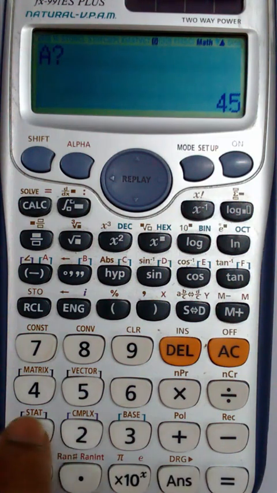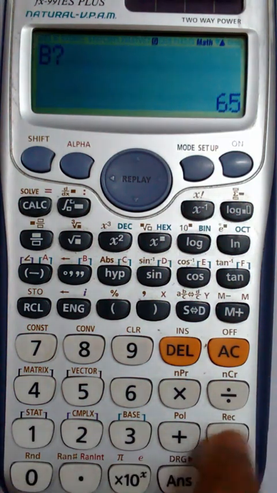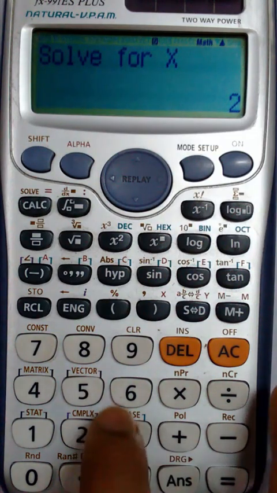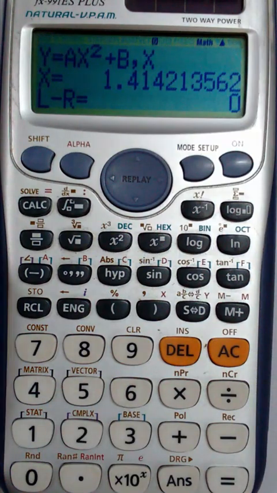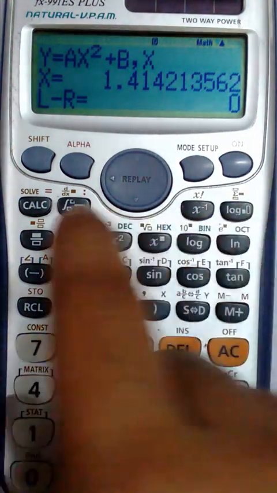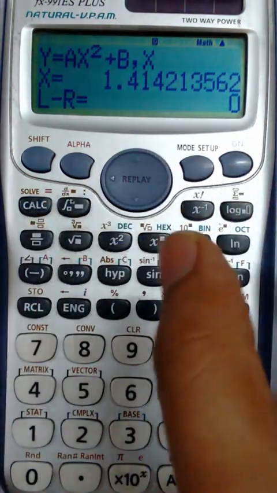A is equal to 1, B is equal to minus 2, and solve for X, which means the nearest possible value for X. I am pressing here 5, and you get X is equal to 1.41421. In this way you can use solve for solving an expression.